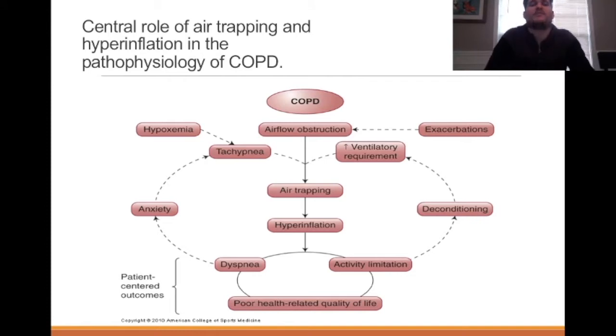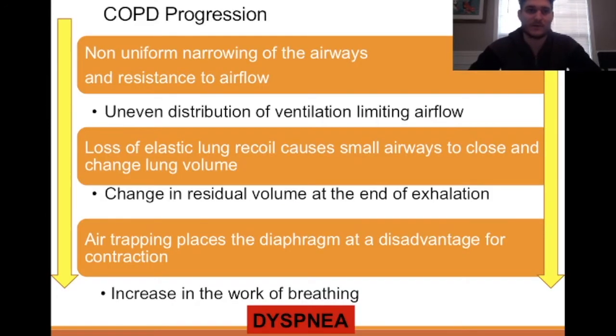So if we can prevent this from ever occurring, if we could try to limit the pollution, if we could try to limit the cigarette smoking, if we could try to get people to exercise and participate in cardiovascular activity, well, then we're going to have less likelihood of COPD and less chances of the patient having to deal with all these things. And so this is how COPD progresses. First, there's a non-uniform narrowing of the airways.